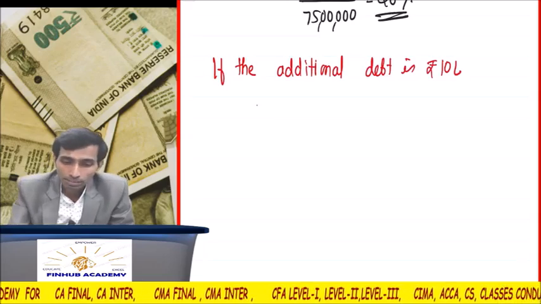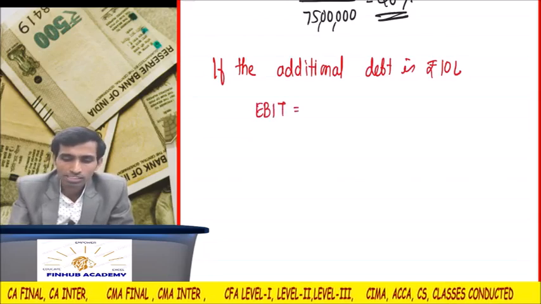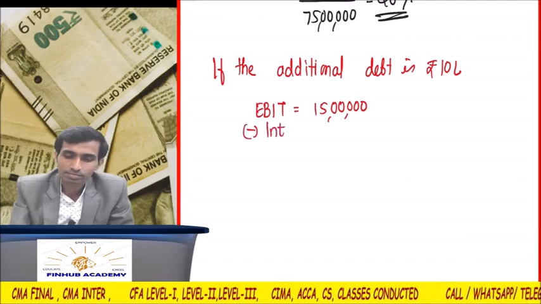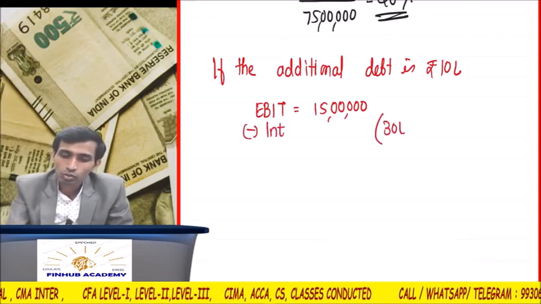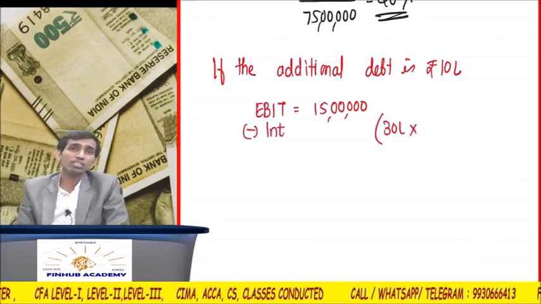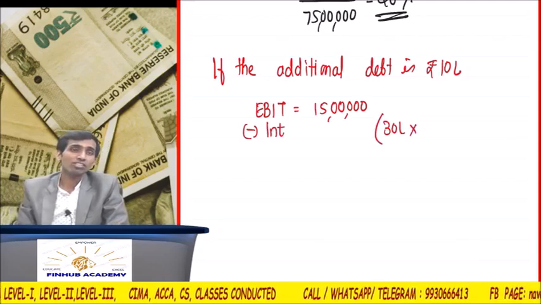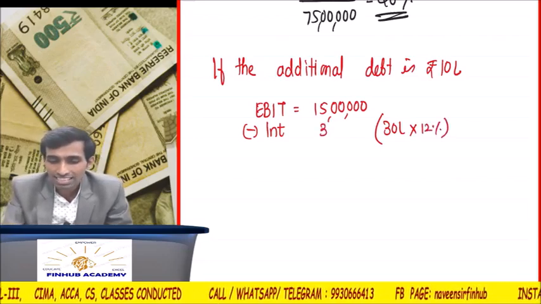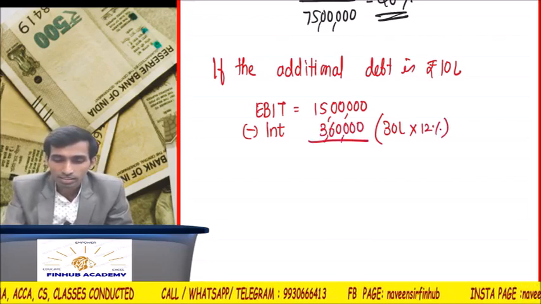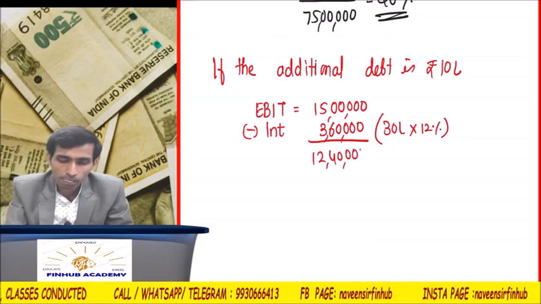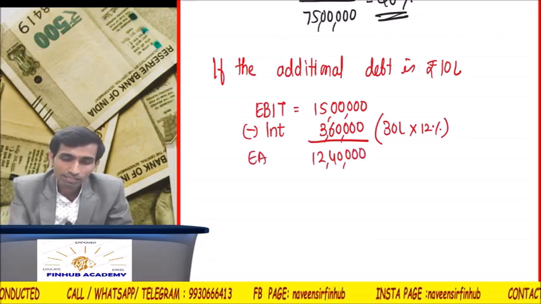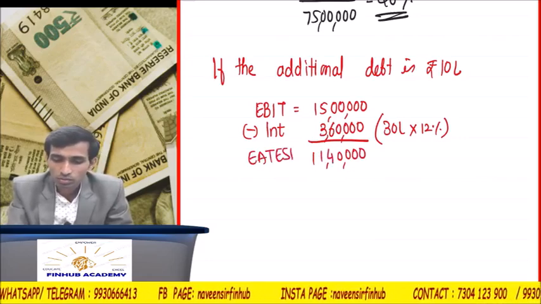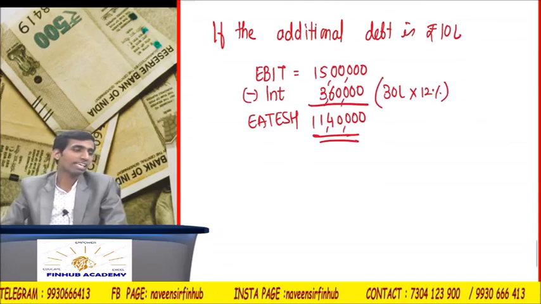EBIT, how much was it? 15 lakhs. Minus interest, 30 lakhs into, will the KD change? No, sir. Cost of debt will not change. It will remain 12%. So 3,60,000. 11 lakh 40,000 is the earnings for equity.